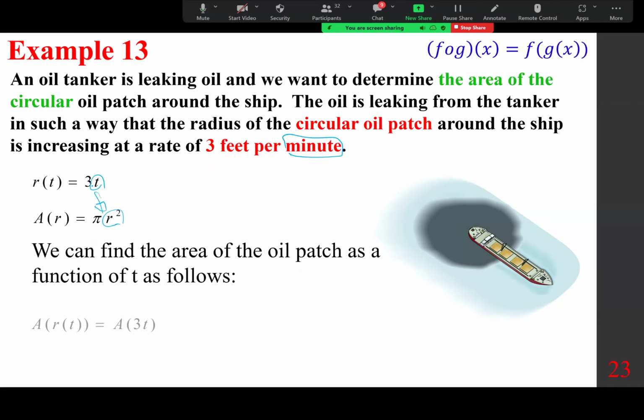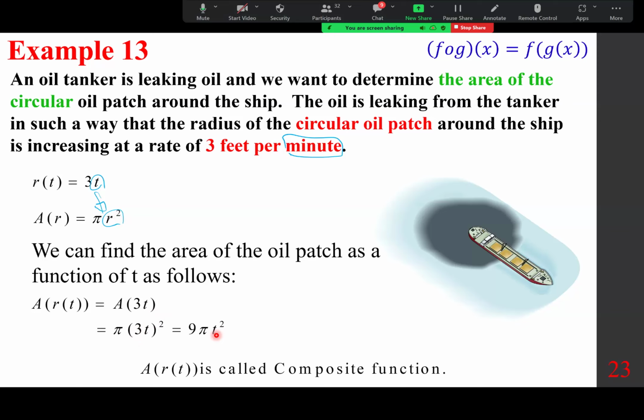A of r of t is A of 3t, which means replace the r with 3t, everybody. So pi times 3t quantity squared. This is 9t squared, becomes 9 pi t squared. So the area is called A of r of t. A of r of t is using composite function. So A of r of t is called a composite function. We have only a couple more questions to go.